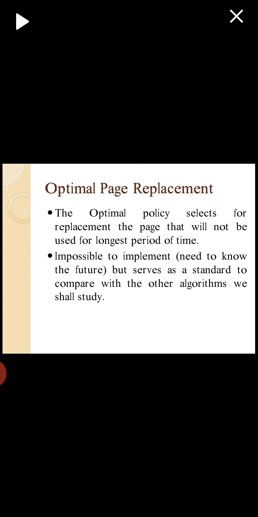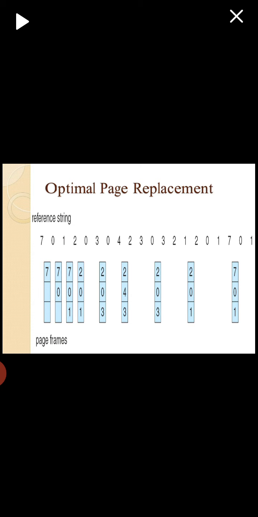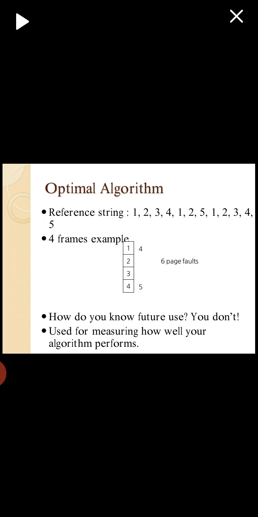And the last one is the optimal page replacement algorithm, that selects for replacement the page that will not be used for the longest period of time. It is impossible to implement, as it needs to know the future, but it serves as a standard to compare with the other algorithms we shall study. These are the optimal page replacement examples. Same way for frame example, 6 page faults. How do you know future use like that?